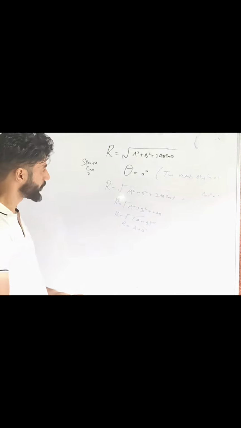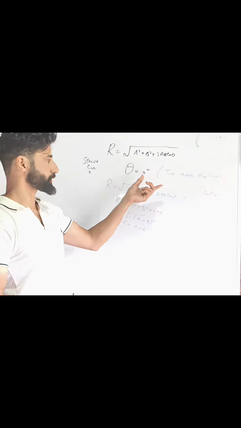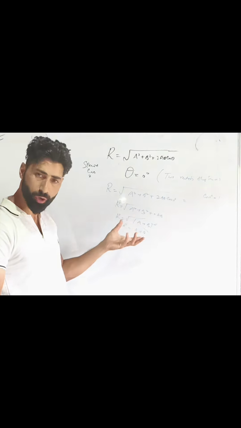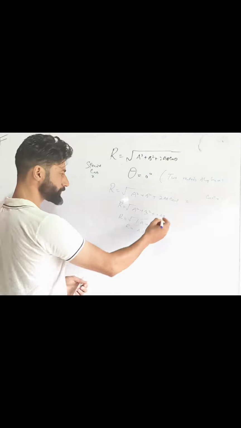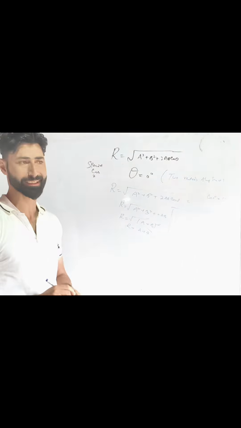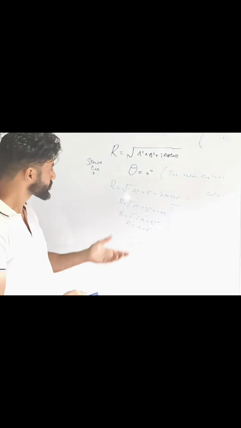So we got that whenever we have two vectors in the same direction, their theta will be 0 degrees and their resultant will be equal to the sum of the magnitudes of those two vectors. So whenever two vectors are along the same direction, they behave like scalars, meaning we can add them like we add two scalars. The same condition holds here.